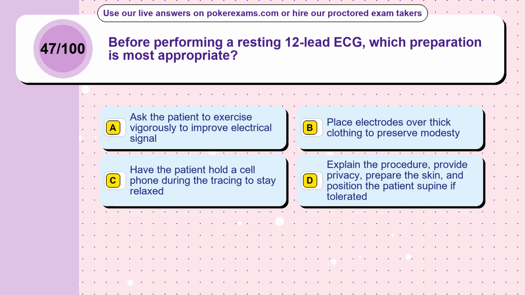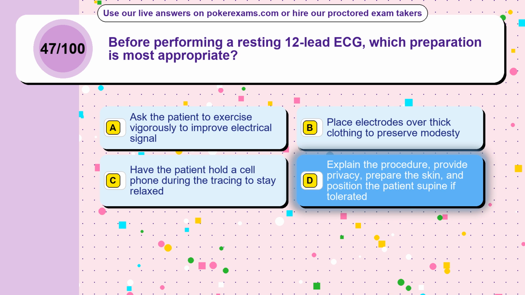Question 47. Before performing a resting 12-lead ECG, which preparation is most appropriate? Option A, ask the patient to exercise vigorously to improve electrical signal. Option B, place electrodes over thick clothing to preserve modesty. Option C, have the patient hold a cell phone during the tracing to stay relaxed. Option D, explain the procedure, provide privacy, prepare the skin, and position the patient supine if tolerated. The correct answer is option D, explain the procedure, provide privacy, prepare the skin, and position the patient supine if tolerated.